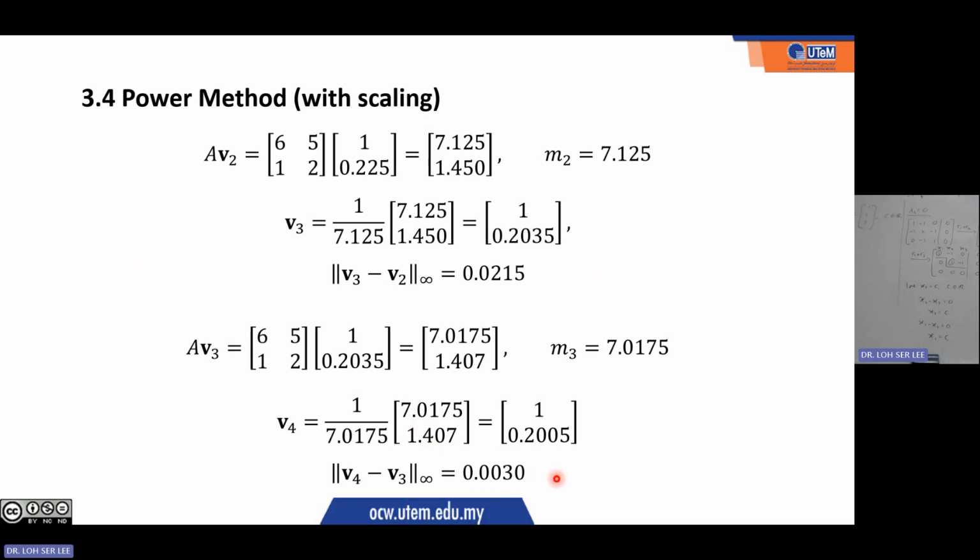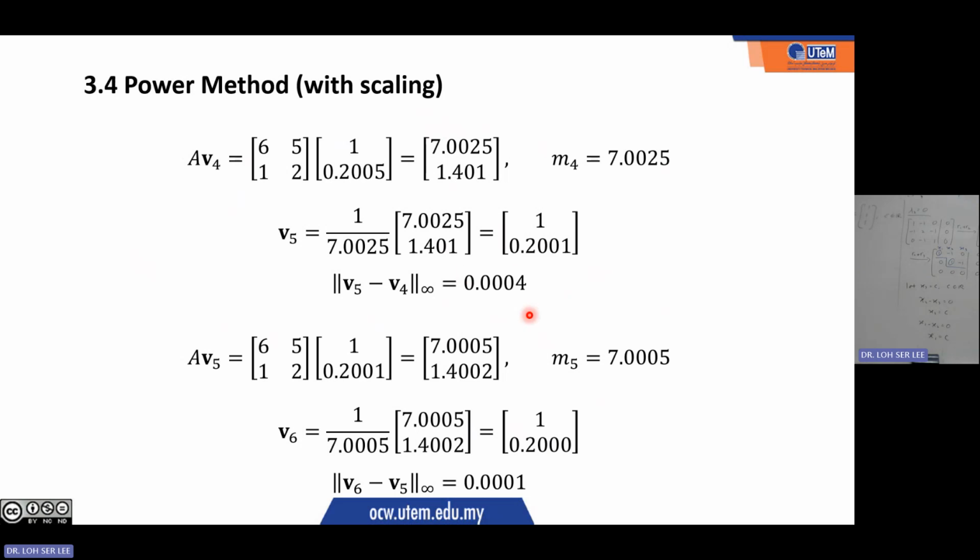This one is still greater than 0.0002. So we continue. This is greater than 0.0002 up to this point. This is less than 0.0002. So we can stop the iteration here. And your eigenvector will be this one, the last V. The last V is your dominant eigenvector.